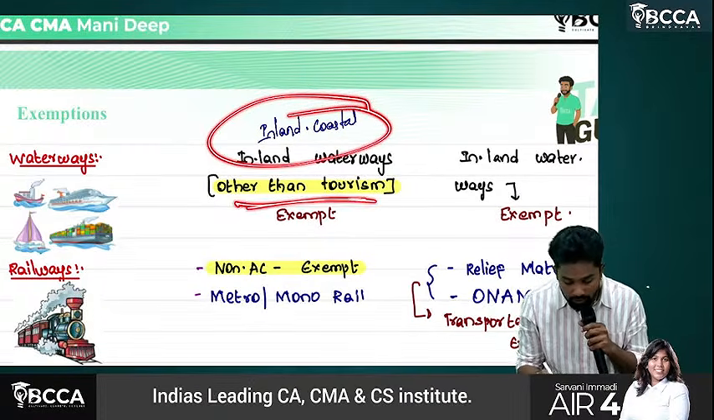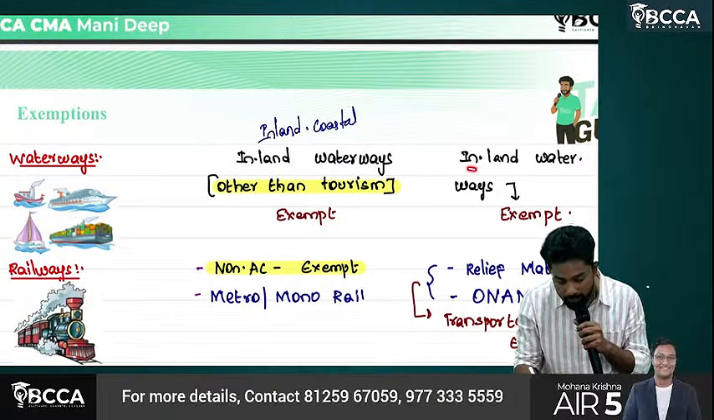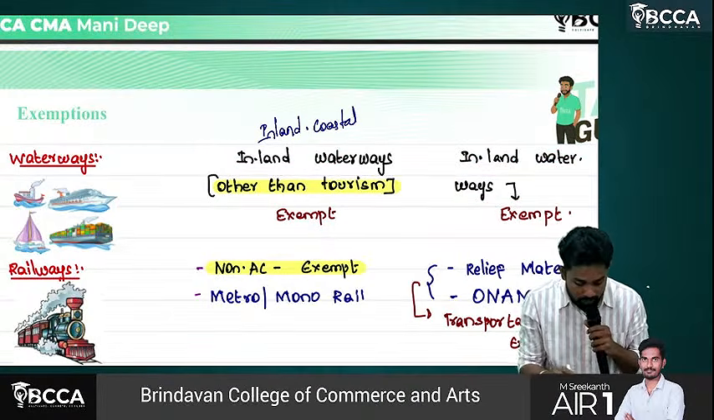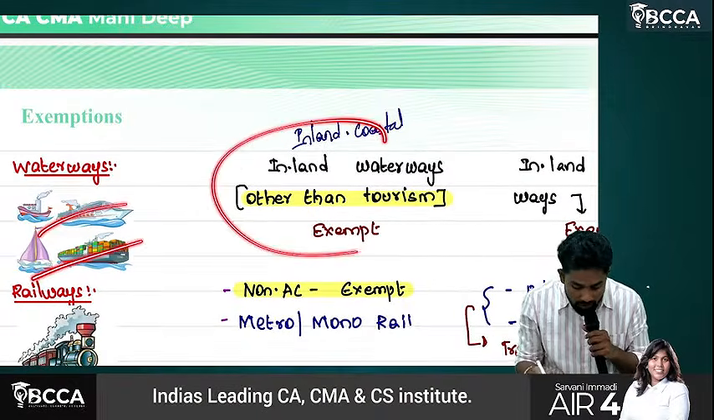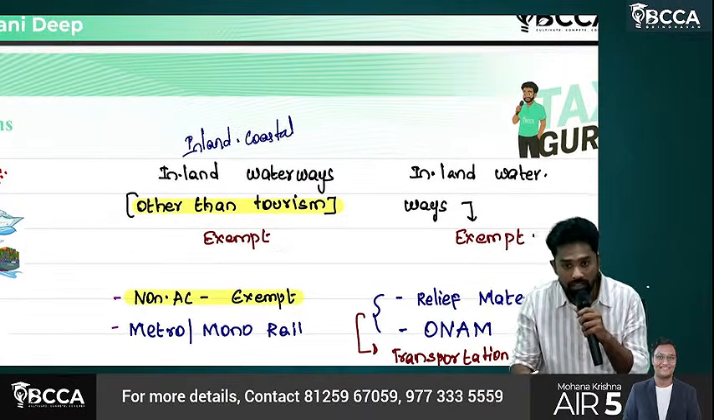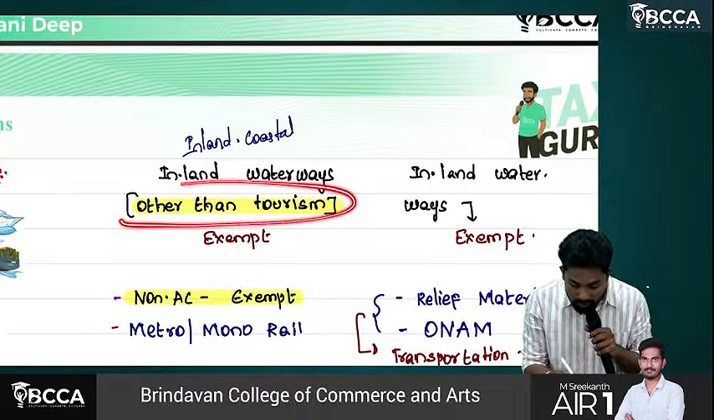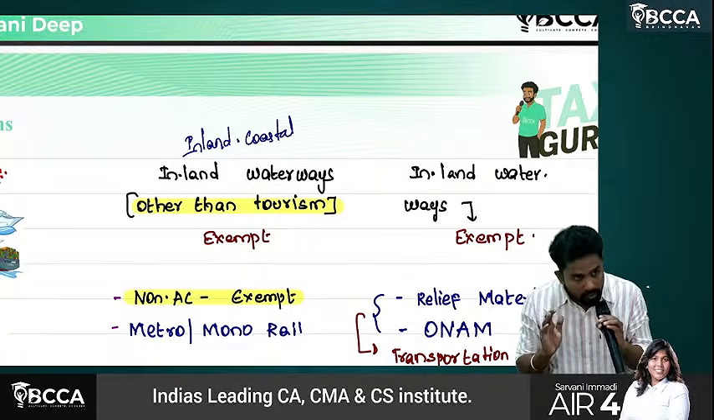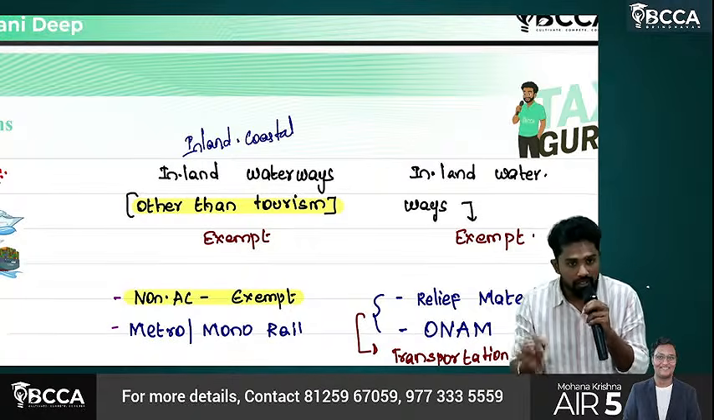If they are not for tourism, exempted. Even passenger related also, inland waterways are exempted. So these waterways, for transportation of goods or passengers, both are exempted. But understand, if passenger transportation is for tourism, taxable. Normal passenger transportation only is exempted.